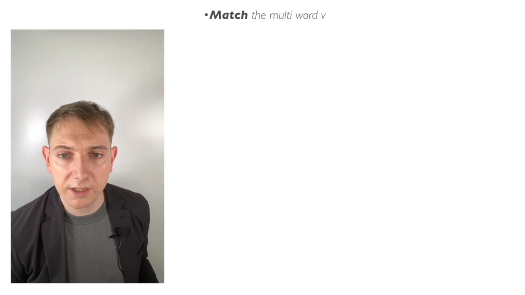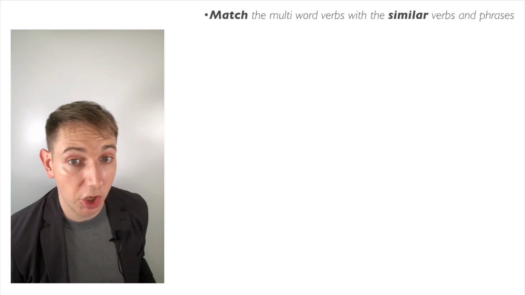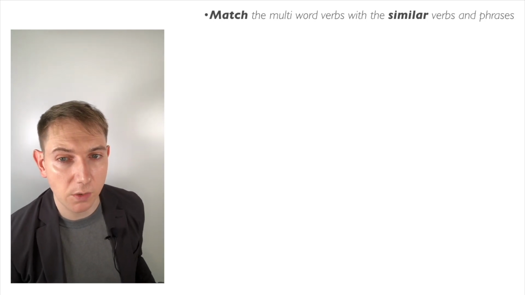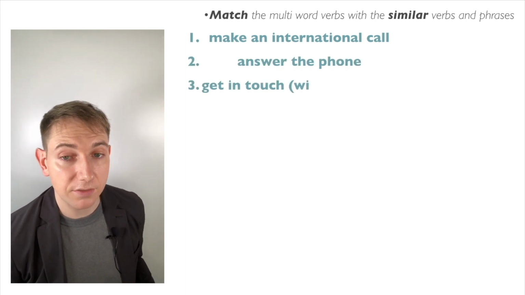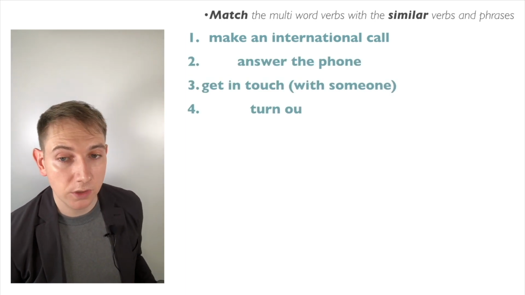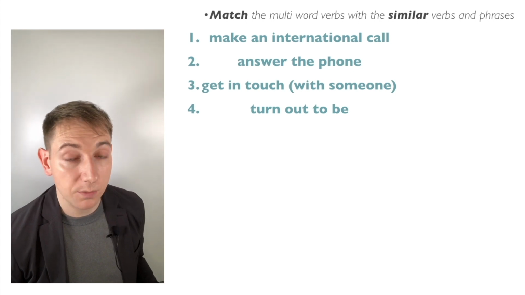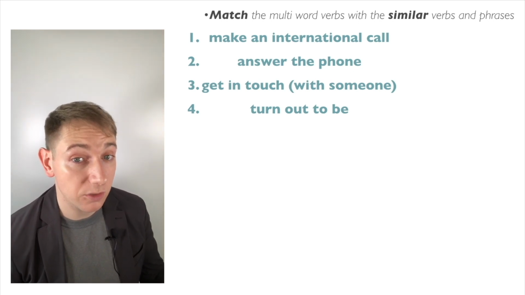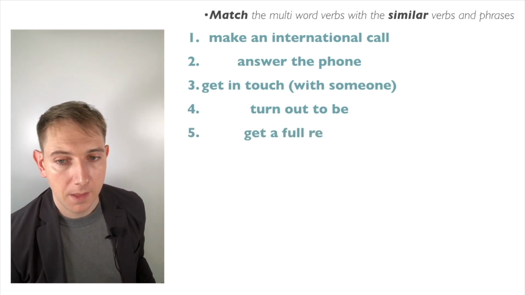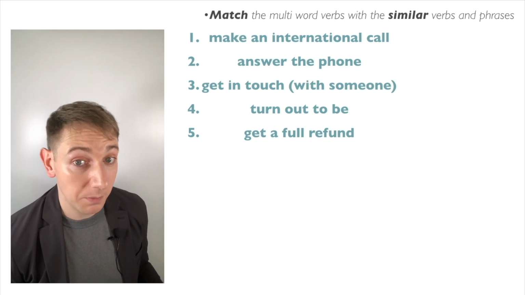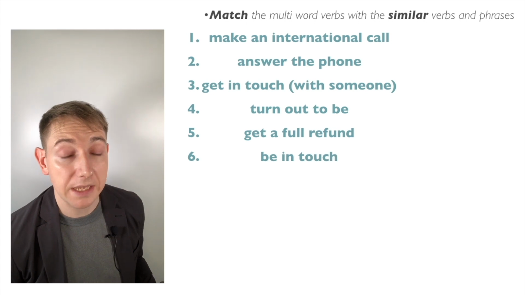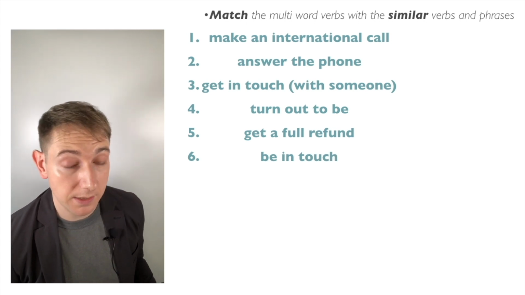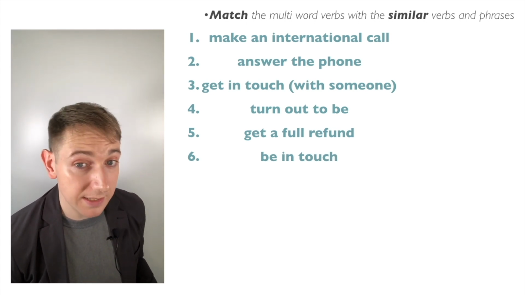So now we're going to look at some multi-word verbs that we heard in the conversation. So you can see them here. Make an international call, answer the phone, get in touch with someone, turn out to be, we read that before, if it turns out to be fraud, right? And this one too, get a full refund, we mentioned before, you'll get a full refund. And one more here, be in touch. So get in touch and be in touch. Similar phrases, but slightly different.